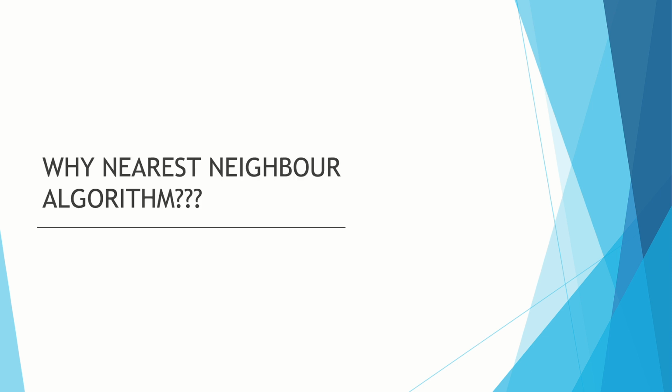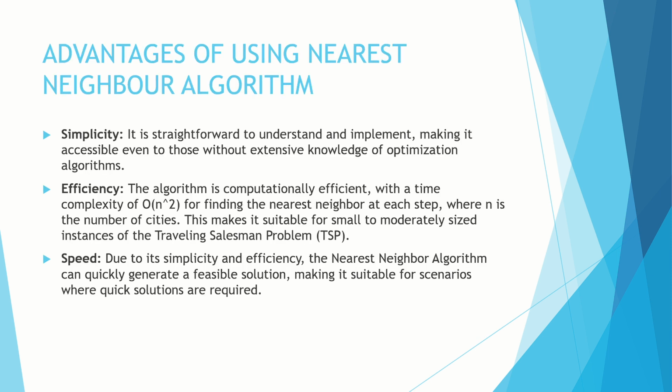Why are we using the nearest neighbor algorithm? There are a lot of advantages. Simplicity: it's very simple to understand and we can implement it in code very easily. And efficiency: it is not very efficient compared to other algorithms, but it is very useful in certain cases. The time complexity is O(n squared). And speed: in some cases, this algorithm is very fast.